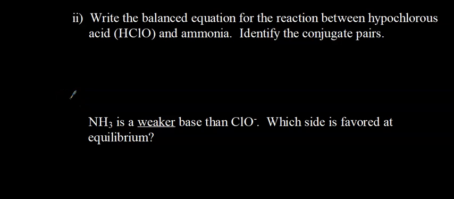All right, go ahead and try this one on your own. Write the balanced equation for the reaction between hypochlorous acid and ammonia. Do the same thing we did on the last one, and then answer that second question there as well. Go ahead and pause the video and handle that.